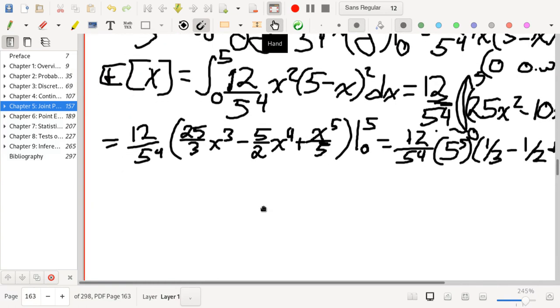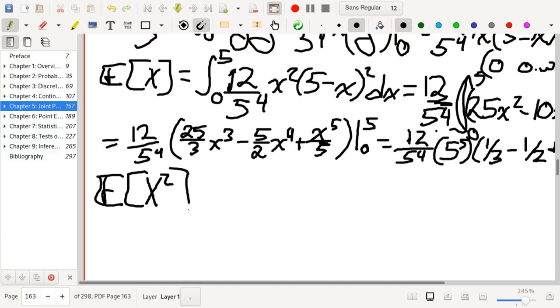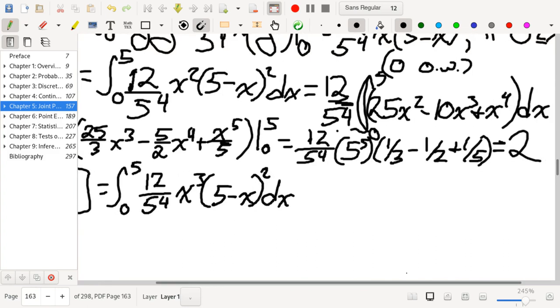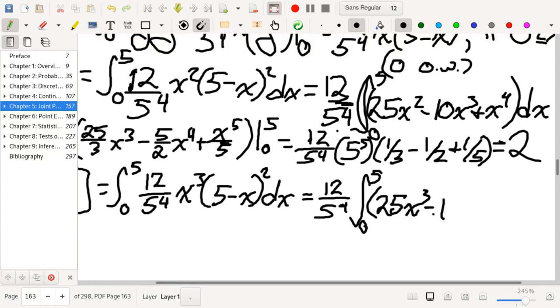Okay. We want to compute the variance as well. So we're going to compute the expected value of x squared, which is going to be the integral from 0 to 5 of 12 over 5 to the power of 4 x cubed times 5 minus x squared dx, which is going to be 12 over 5 to the power of 4 integrating from 0 to 5, 25 x cubed minus 10 x to the power of 4 plus x to the power of 5 dx.